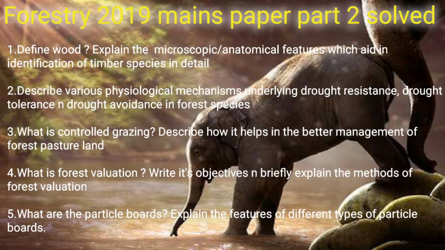Coming to the first question, define wood. Explain the microscopic or anatomical features which aid in identification of timber species in detail. See, wood is the hard fibrous lignified substance under the bark of trees. Wood is composed of carbohydrates, cellulose and lignin, which are isomeric with starch.